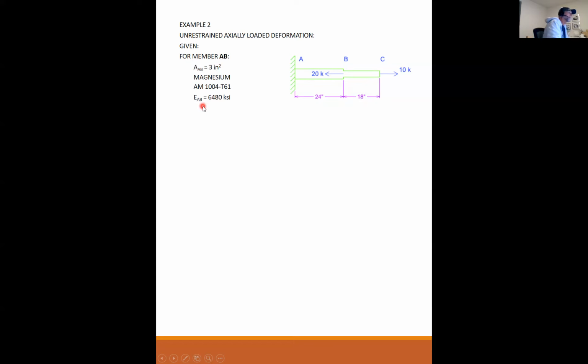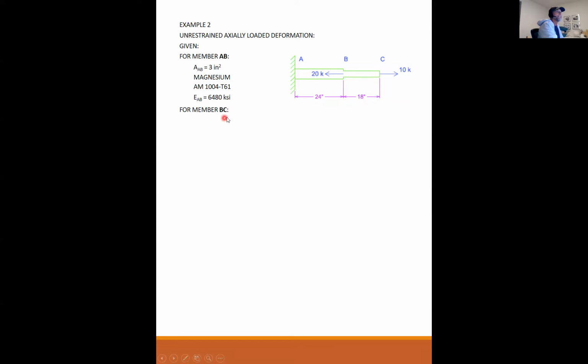All right, so let's do an unrestrained axially loaded deformation problem. Given I have this rod that is made of 2 segments. One segment is 24 inches long, the other segment is 18 inches long, and I have loading as shown. For member AB, the cross-sectional area is 3 inches squared. It is made out of magnesium, AM 1004 T61, that has, from the book's back cover, the Young's modulus of elasticity of 6,480 ksi. So A to B is that material.